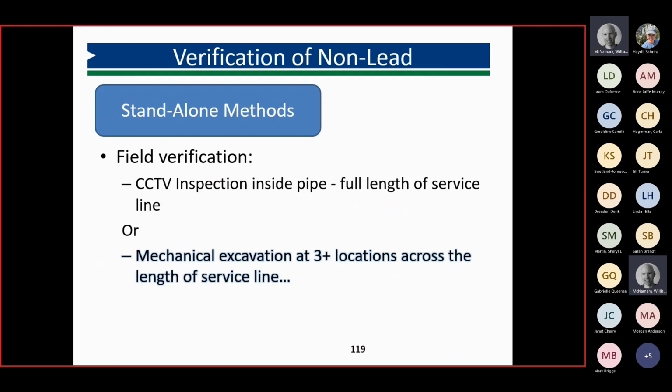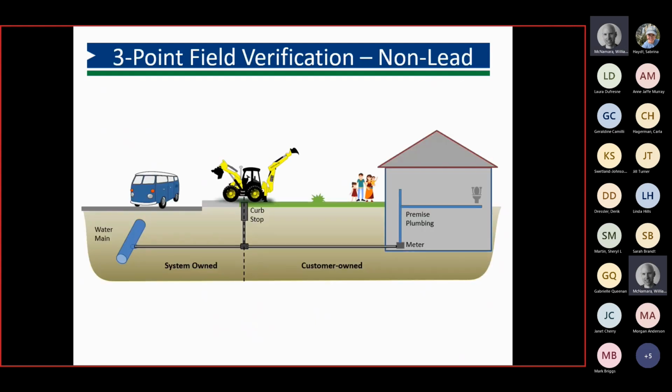Or again, we took this from Michigan's work, the good old mechanical excavation at 3 locations across the length of the service line. And this is on page 13 in the manual there. So what does the 3-point verification entail if they have pretty much nothing else to go on here? First point, 1 point is curb stop to the building. Another point, curb stop to the main. So we're going out that way.